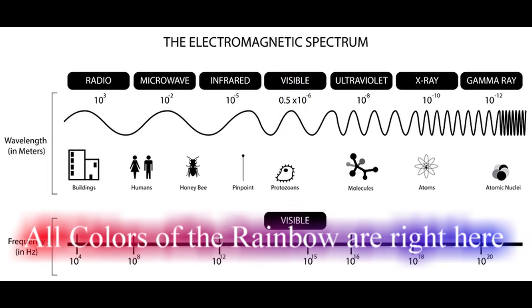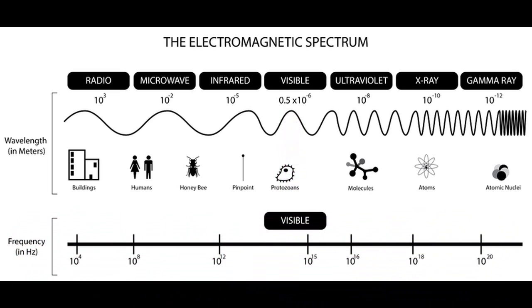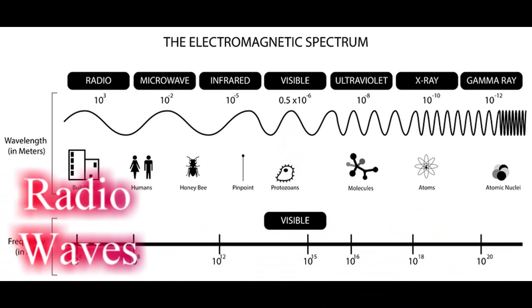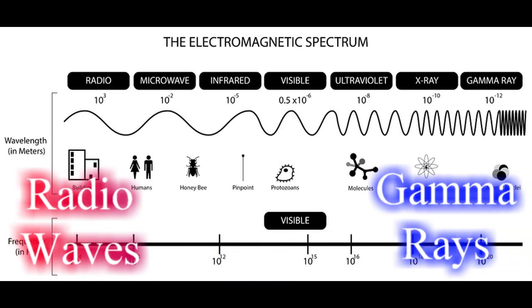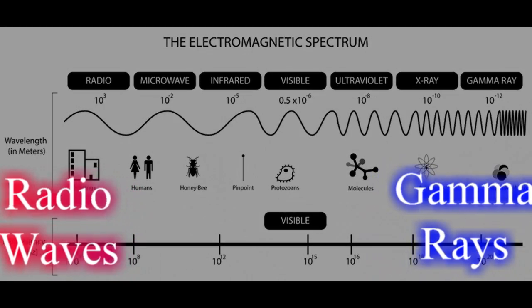Visible light is just a very, very, very narrow part of the entire spectrum that ranges from what we call radio waves to gamma rays. Radio waves are really long waves, with each one being longer than a soccer field, and gamma rays are shorter than the smallest part of an atom.